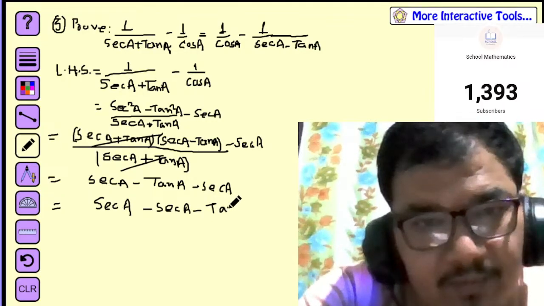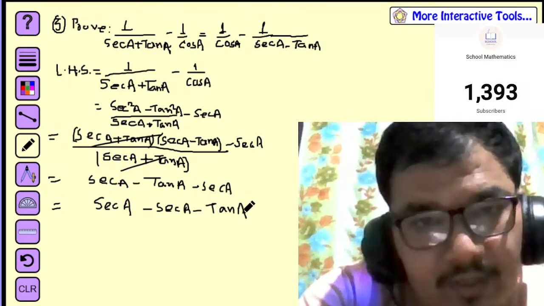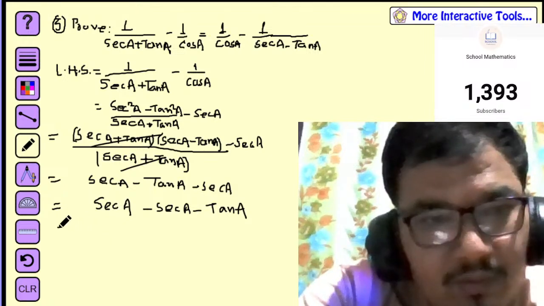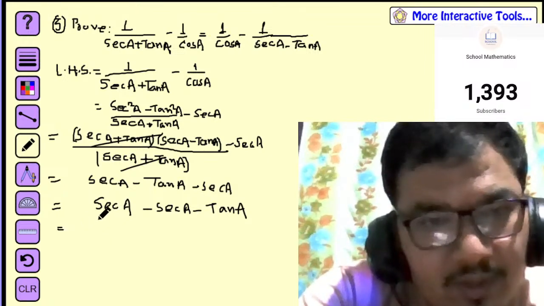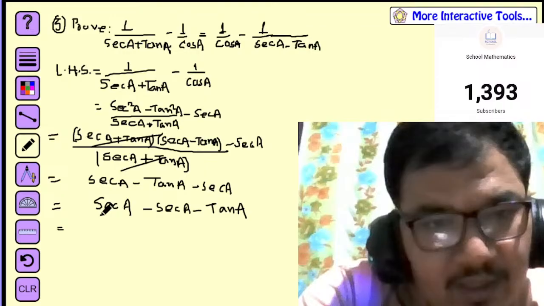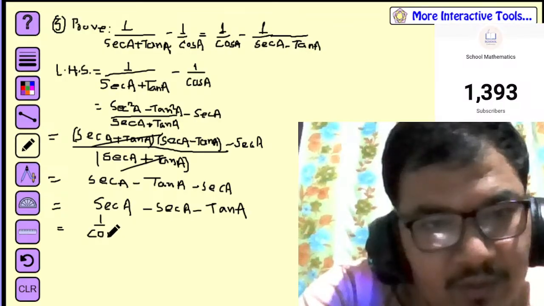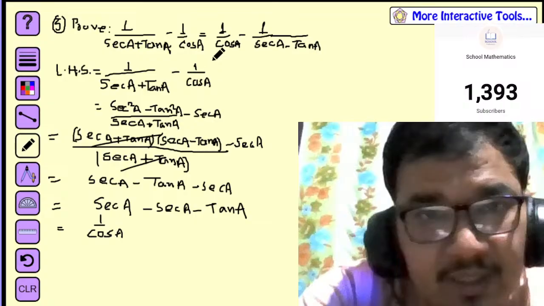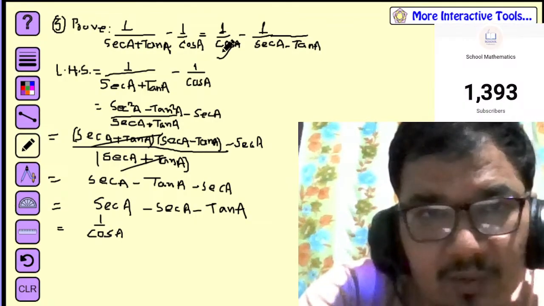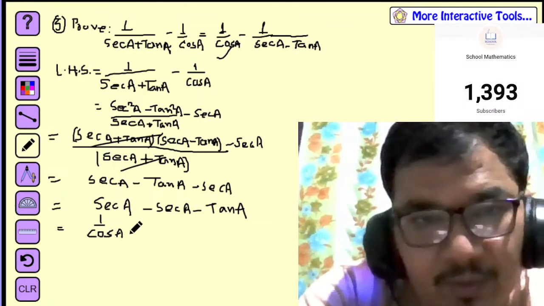Right here like this, tan A, right? And now what we need to do here, look, 1 by sec A. This sec A means 1 by cos A, which we need to bring here on the right side. It has come already, right? Look here, this 1 by cos A came here. Sec A means 1 by cos A.